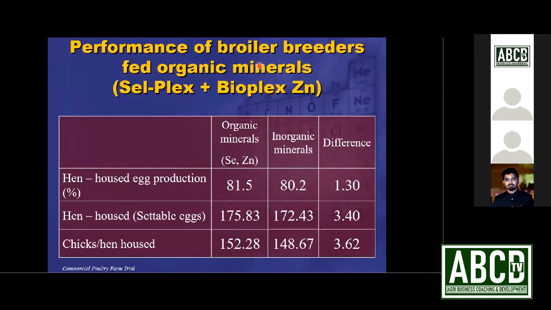So by examining the performance of the breeders fed these organic minerals: hen-house egg production, hen-house settable eggs, and by the end, the number of chicks per hen-housed. You can see here that they had a difference of 1.3 percentage points in hen-house egg production. And by the end, they had 3.6 more chicks per hen when they used the organic minerals.